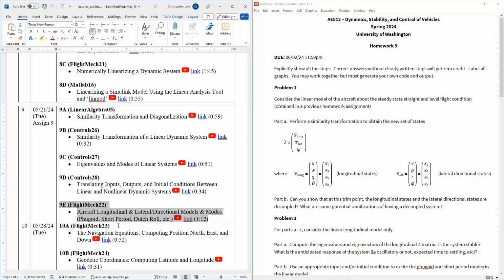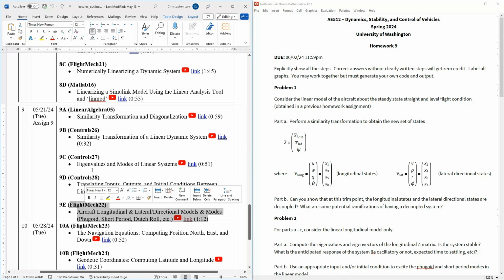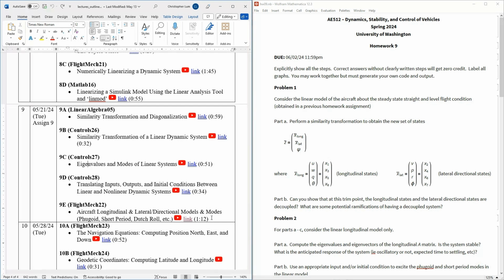How do those ideas translate to these mathematical constructs and concepts, namely things like eigenvalues and modes of linear systems. So this last video is really tying all of this together and looking at our specific aircraft and trying to marry the ideas of these mathematical concepts with an actual practical description of how an aircraft behaves. So this should be a lot of fun.